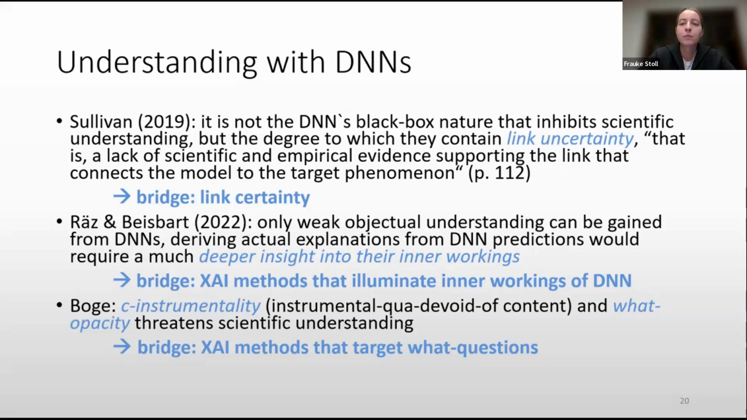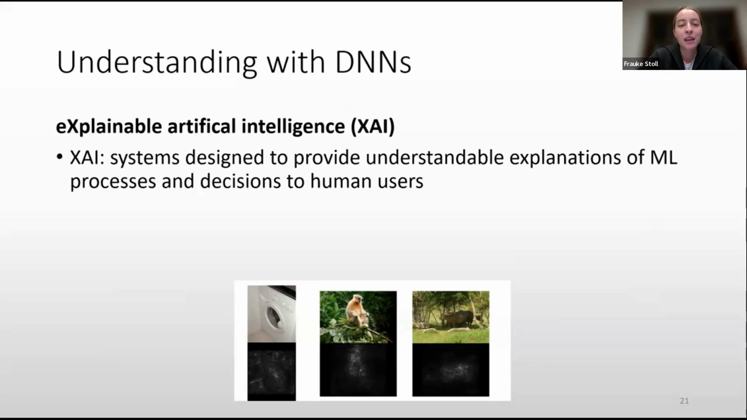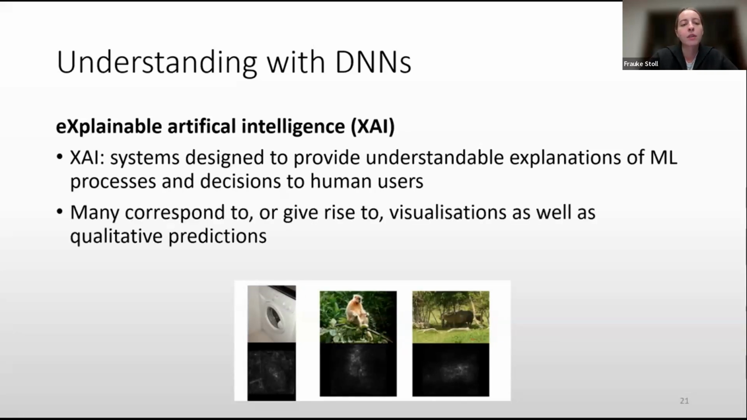I will come to that in a minute, but let's first talk about explainable artificial intelligence, even though I'm sure you all know what that is. They are just systems designed to provide understandable explanations of machine learning processes and decisions to human users. An interesting thing about them is that many of them correspond to or give rise to visualizations or other qualitative predictions.